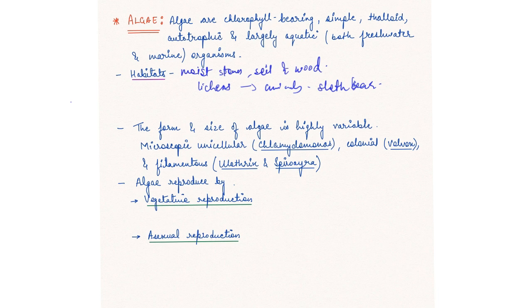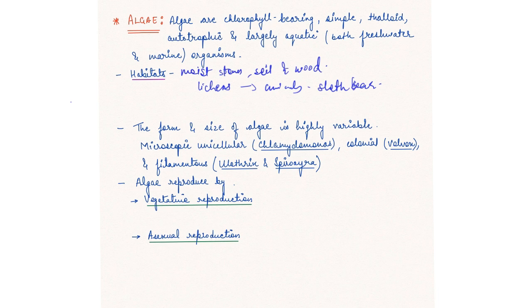Okay, now next is the form or size of algae. So it is very much variable, and it can be microscopic, for example Chlamydomonas. It can be colonial, which is Volvox. It can be, say, filamentous, which is Spirogyra. It can be flagellate and non-flagellate, so it can be motile or non-motile, right?